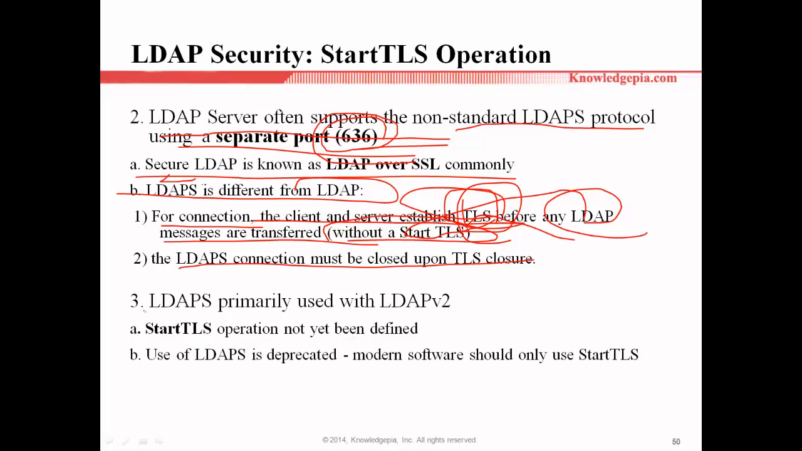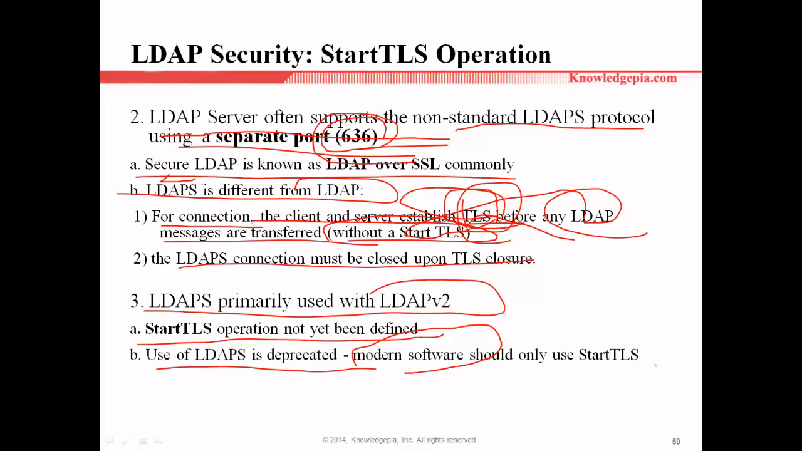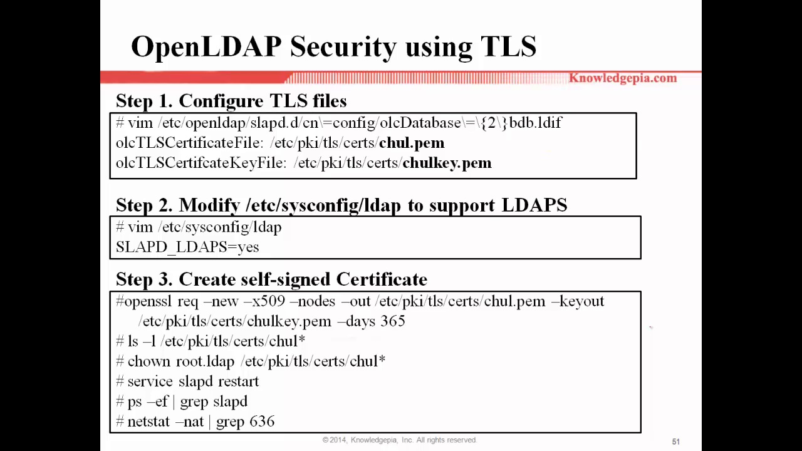And number 3, LDAPS was primarily used with LDAP version 2, when StartTLS had not yet been defined. So the use of LDAPS is deprecated. Modern software should only use StartTLS. So now let's begin the LDAP security configuration using TLS.